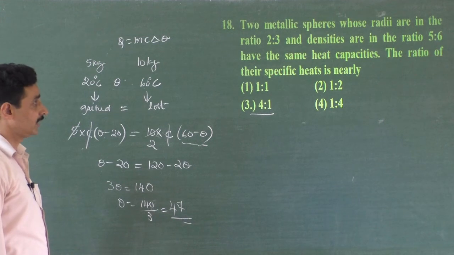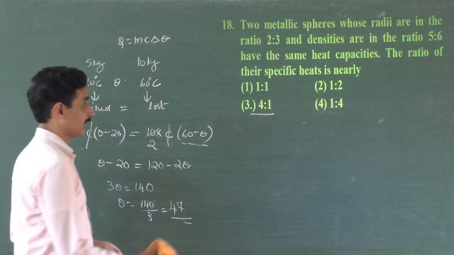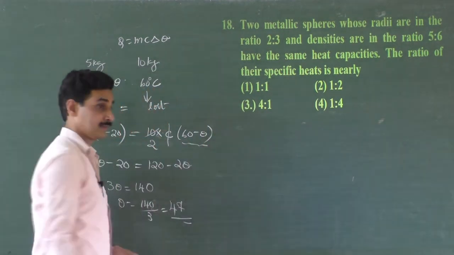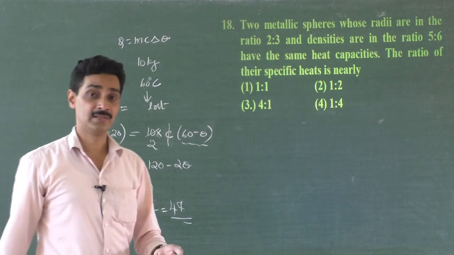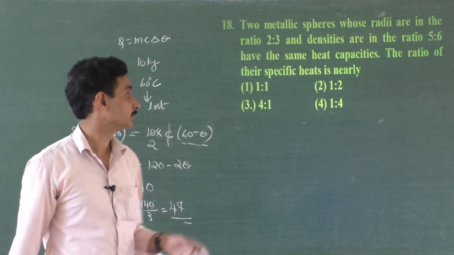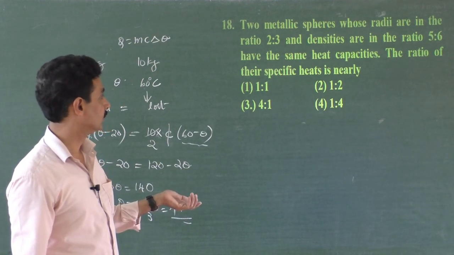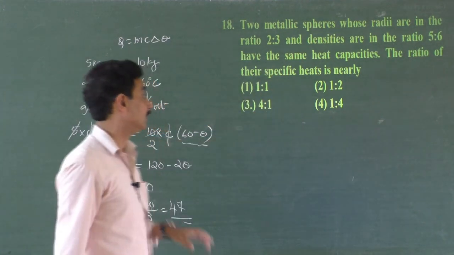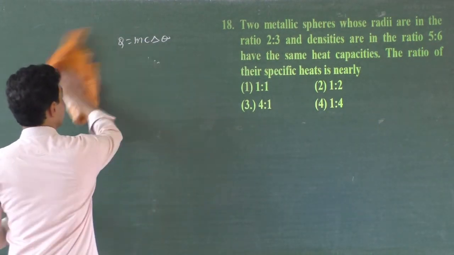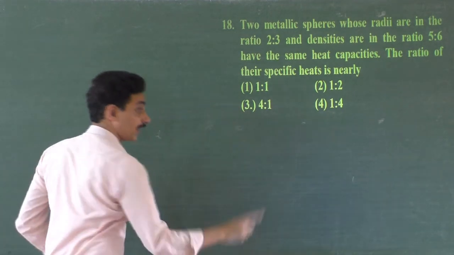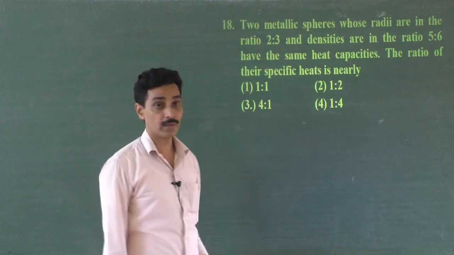Question 18. Two metallic spheres whose radii are in the ratio 2:3 and densities are in the ratio 5:6 have the same heat capacities. Same heat capacities means both require the same amount of heat energy to raise their temperatures by 1 degree Celsius. The ratio of their specific heats is, so try to understand the problem. Two metallic spheres, different, they are not both copper or both aluminium, otherwise you would have written 1:1.